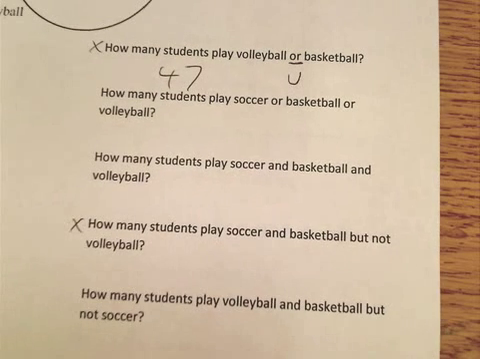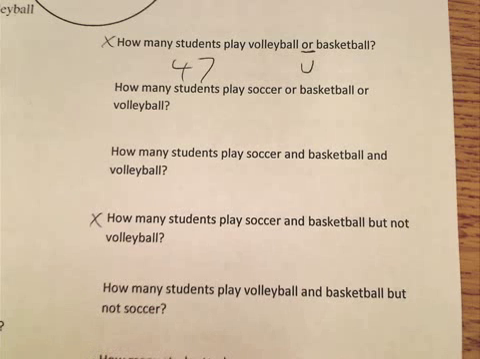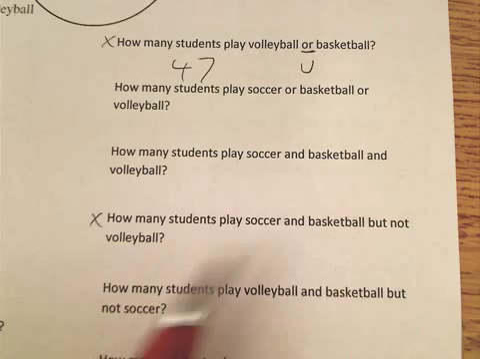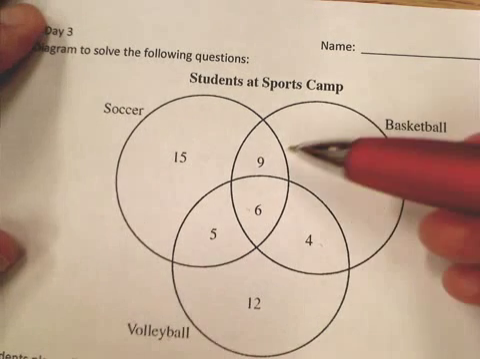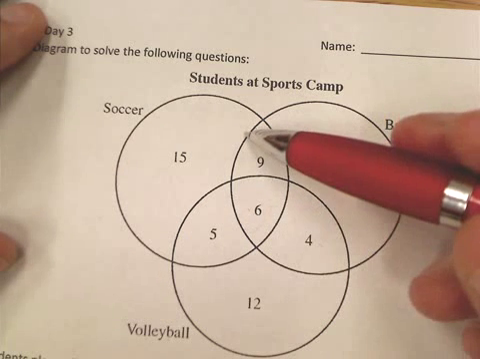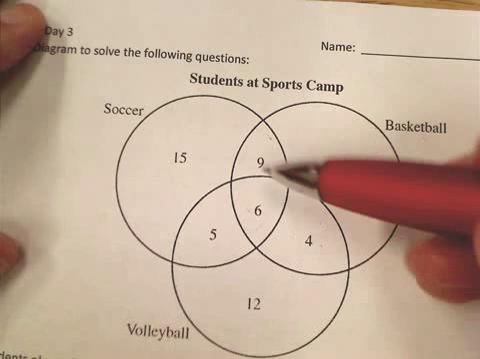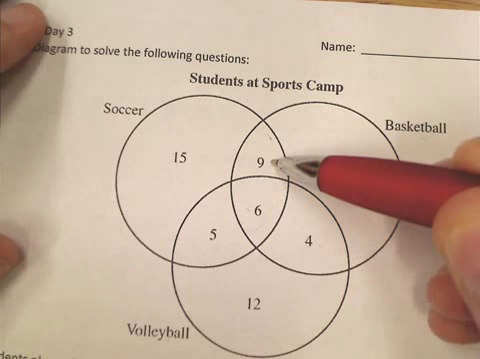So how many students play soccer and basketball, but not volleyball? Soccer and basketball, but not volleyball. Well, let's look here. Soccer and basketball, that's going to be these right here. But not volleyball, so just the 9 here. It's got to be in both of the two circles at the top, but not the circle at the bottom, and that's only the 9.